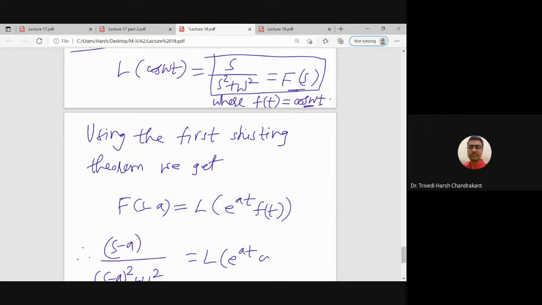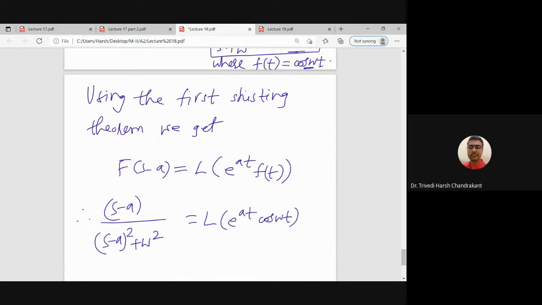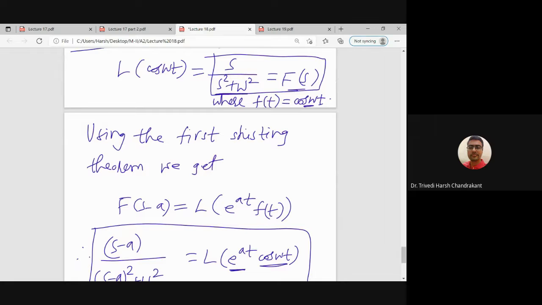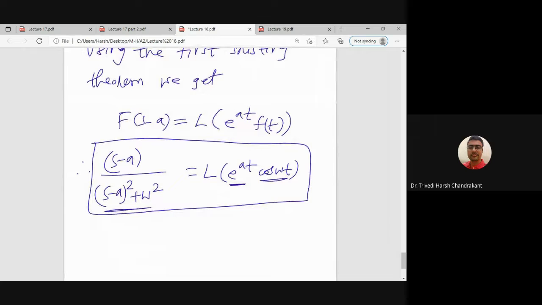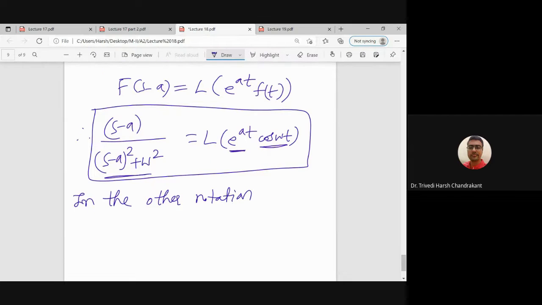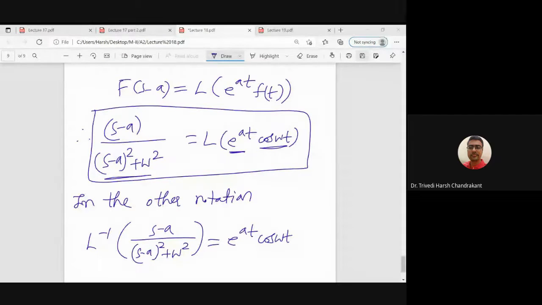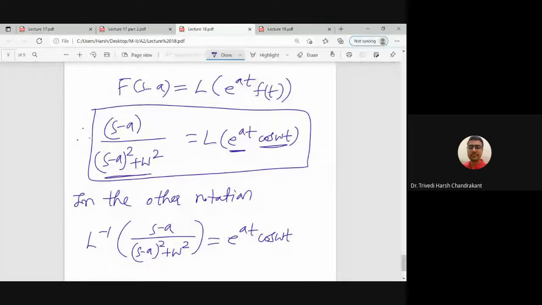What is f(t)? f(t) is cos(wt), right? So we got this formula. Whenever we know the Laplace transform of some function which is multiplied by e^(at), we need to just substitute s minus a instead of s in the Laplace transform formula. So in the other notation, the inverse of (s minus a) divided by (s minus a) squared plus w squared is this function, right? So this is regarding the first shifting theorem.